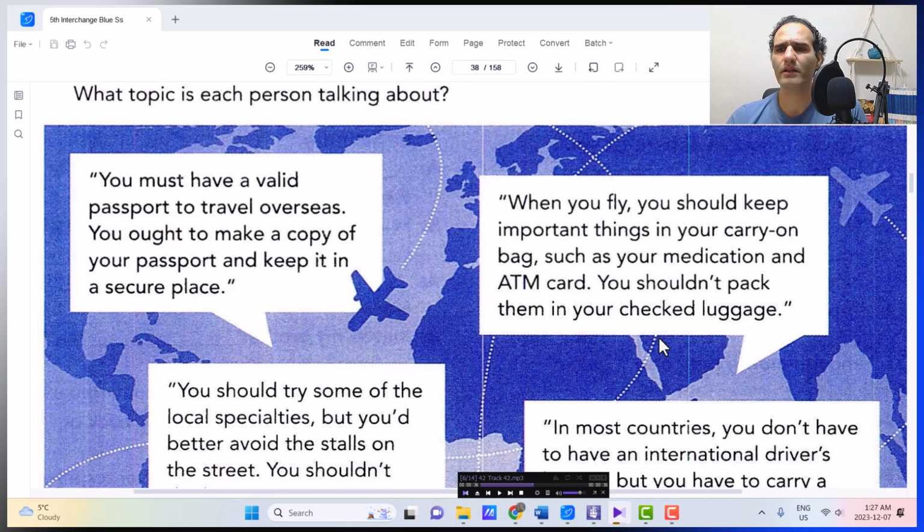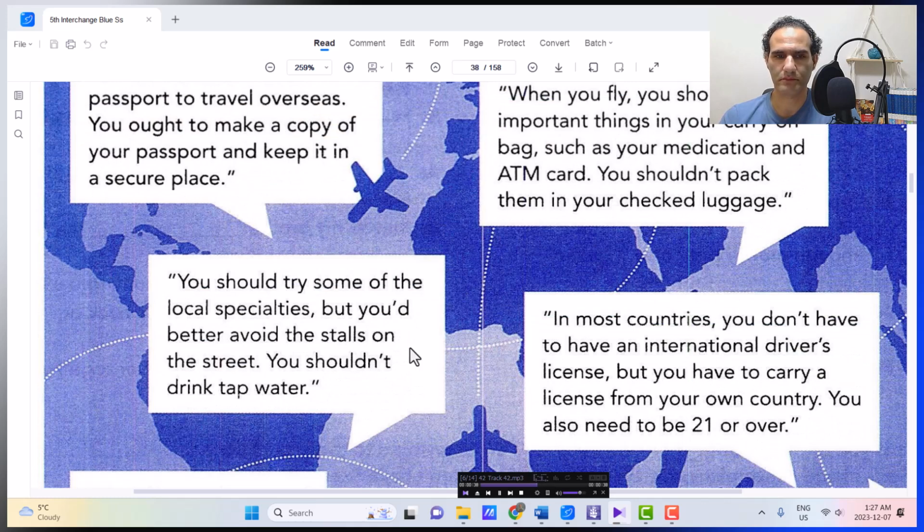So here we come across two sorts of luggage. One of them is checked luggage, the one like your suitcases that go in cargo. And the other one is carry-on bag, the one that you carry with yourself on the airplane. So it says important things should be with you in your carry-on bag. Okay, important. Yeah, good.